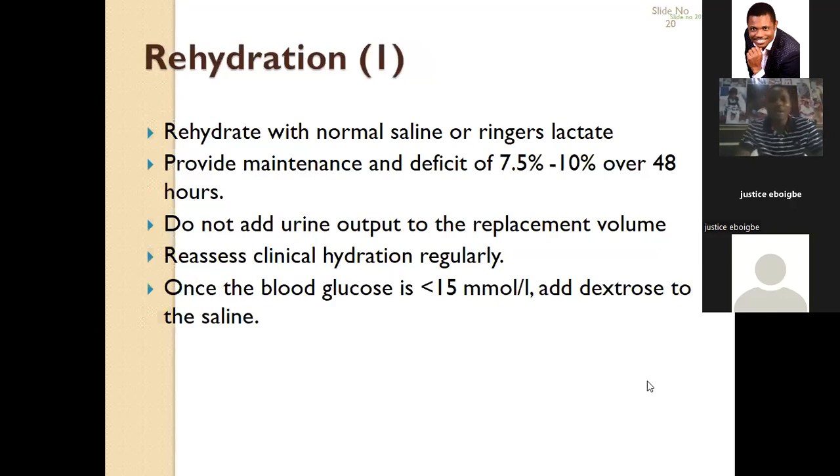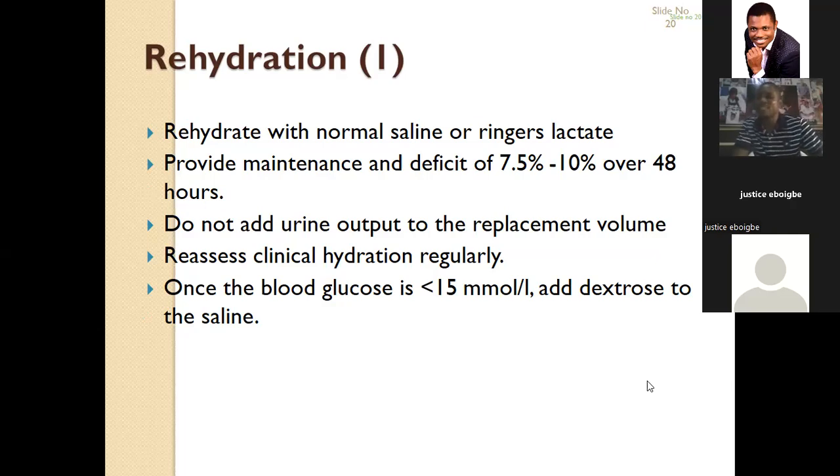When you are giving your fluid, you keep giving normal saline or Ringer's lactate until the glucose level drops below 15 millimole per liter, that is, below 250 milligram per dL. Once the level drops below that, that is when you start adding dextrose-containing fluid. I hope that is clear.